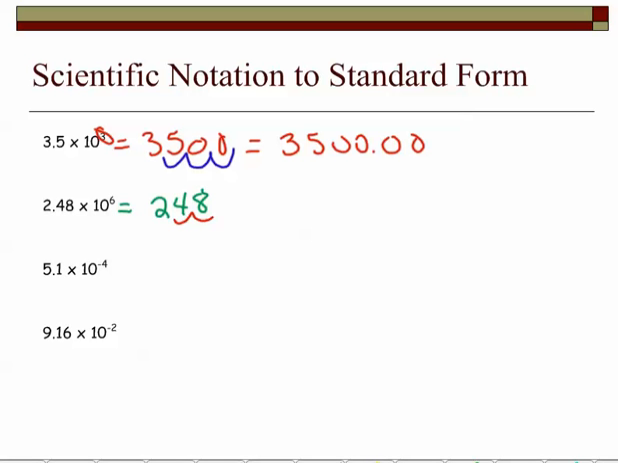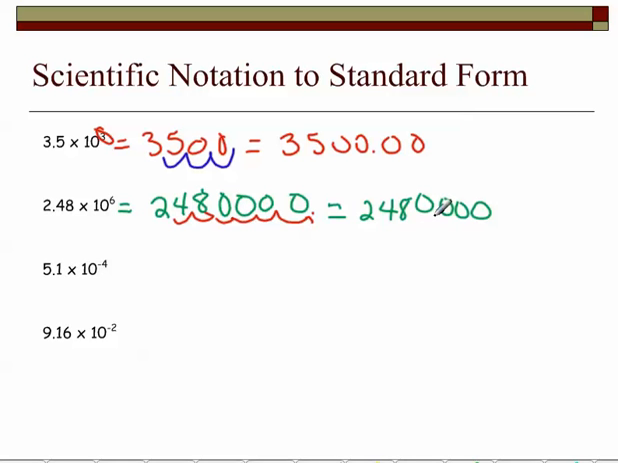1, 2, we'll need to do it again. That would be 3, 4, 5, and 6. Oh, that's way out there. And so that decimal is going to wind up over here. So let's double check from between the 2 and the 4. Times 10, do it again, that's twice. 3, 4, 5, and 6. Okay, so this number out of scientific notation and into standard form is 248.